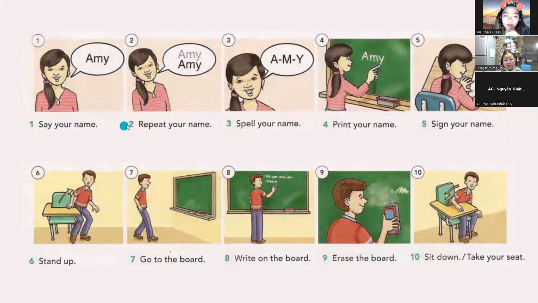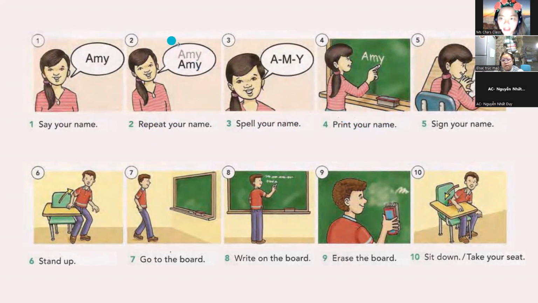Elsa. Roy. Repeat your name, meaning you're going to say it twice. Elsa. It's Elsa. You're going to do it again, right? Repeat. Okay. So how about this one? Spell your name. How do you spell your name? ELSA. Roy. Next one, we say, print your name.